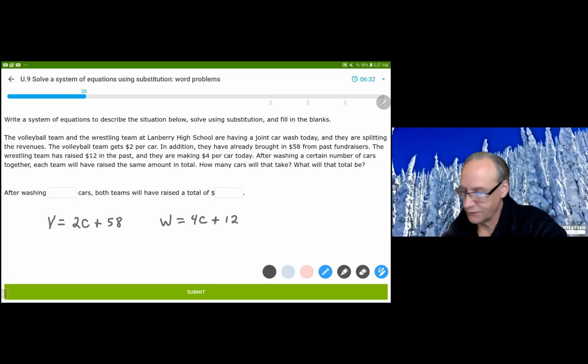So in other words, when will the volleyball team's account be equal to the wrestling team's? Or rather, when will the wrestling team catch up? Because their slope is faster. That's another way of thinking about it. And so we have 2c plus 58 is equal to 4c plus 12. And we're going to subtract the 2c from both sides.